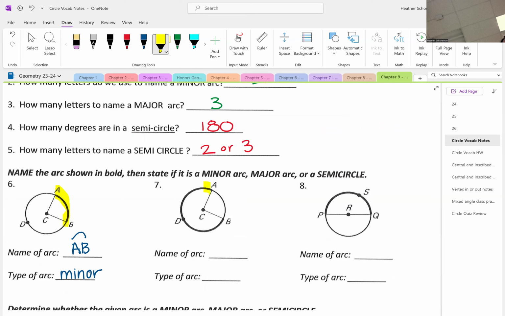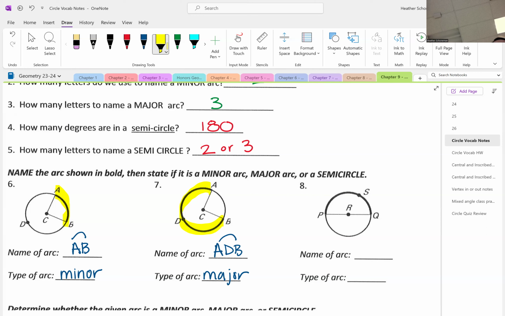But if we look at number 7, now they want this big arc. So when it's a big arc, we know that it's going to be a major arc. And when it's a major arc, we have to use 3 letters. So we're going to write where it started. Well, I started highlighting at A, I went through point D, and I ended at B.